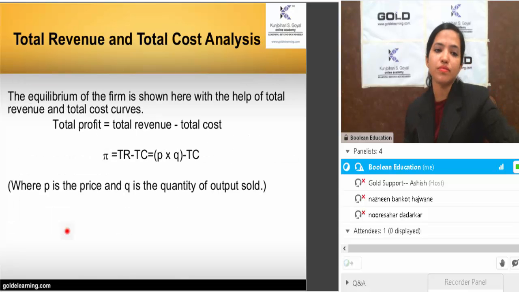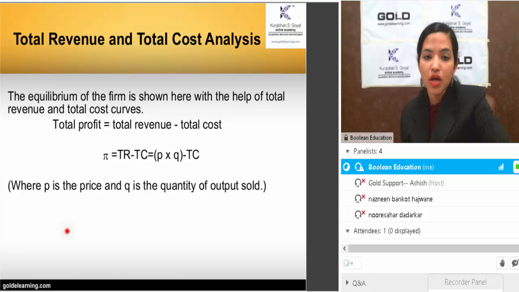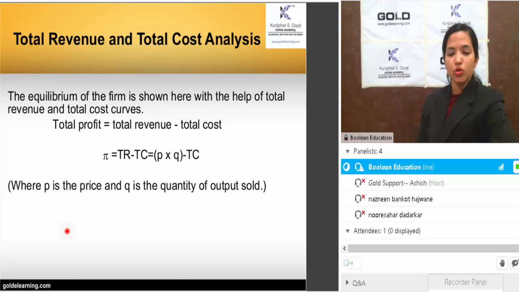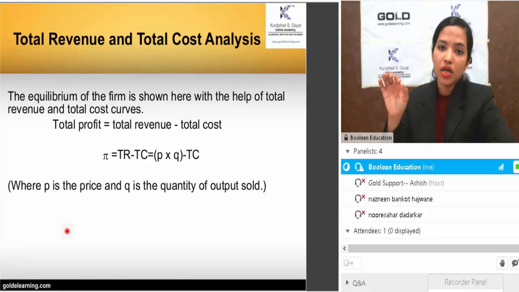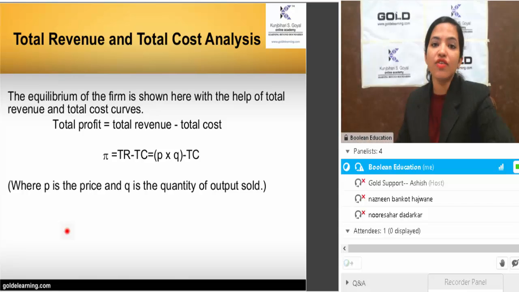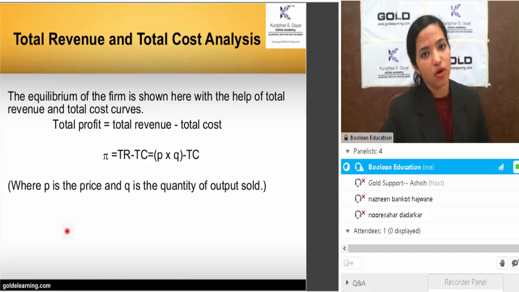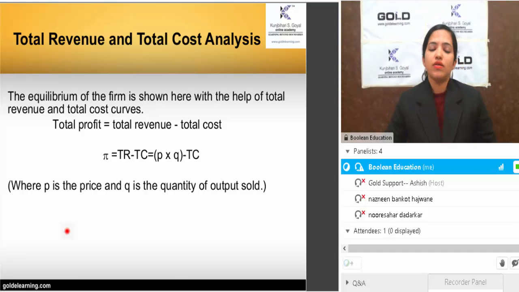Let's see the first method, that is total revenue and total cost analysis. The equilibrium of the firm is shown here with the help of total revenue and total cost curves. So obviously, first we have to draw the total revenue and total cost curves, from which we will understand exactly where the point is at which the firm should produce to earn supernormal profit. So look at the formula which they have given us.